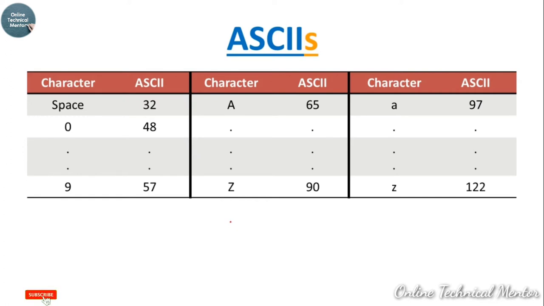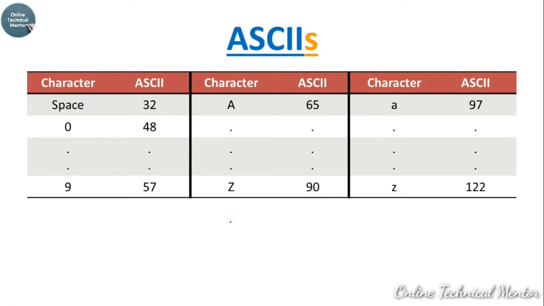It is not possible for me to write down each and every ASCII from 0 to 127. So the most commonly used ones, or the ASCII codes that we are going to use in the Python program, are these: the ASCII of space is 32, ASCII of 0 is 48, ASCII of 1 is 49, and so on. So the ASCII of 9 will be 57.